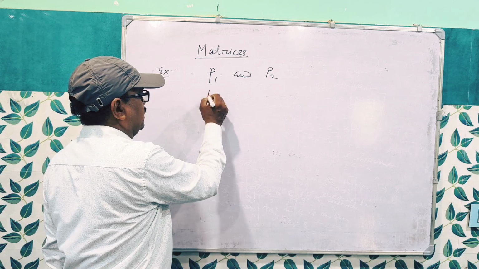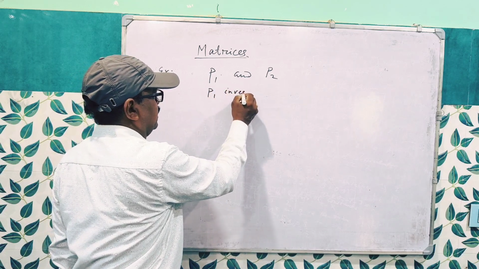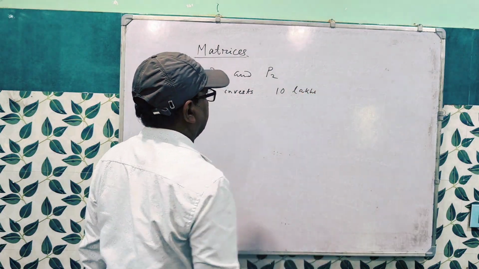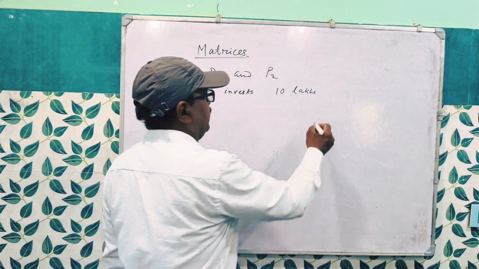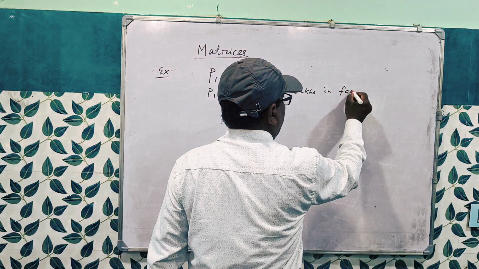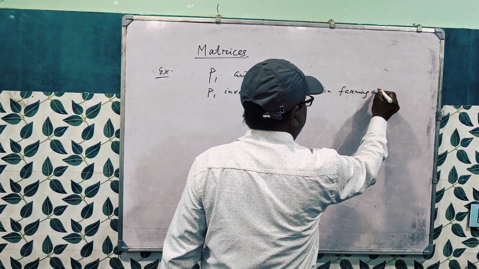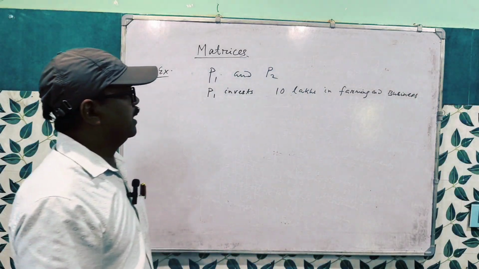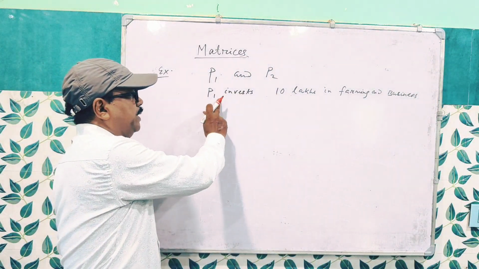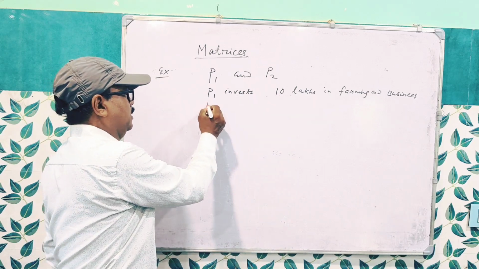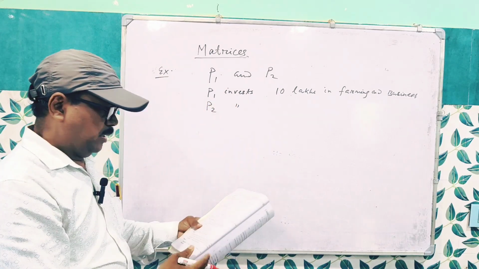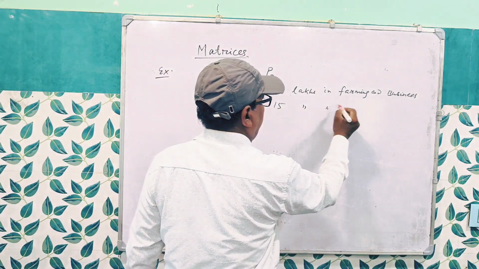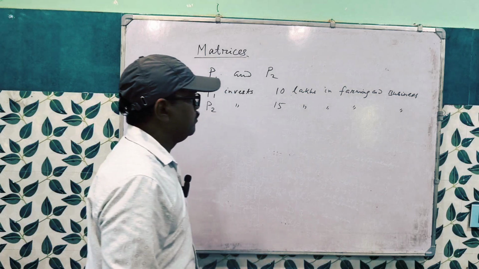P1 invests 10 lakhs in farming and business, both farming and business. P2 invests 15 lakhs in farming and business.